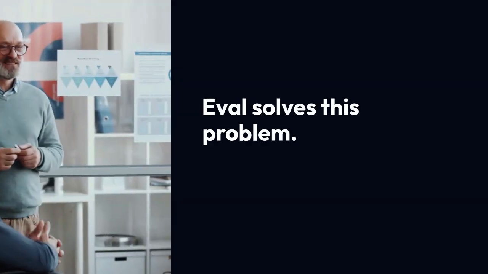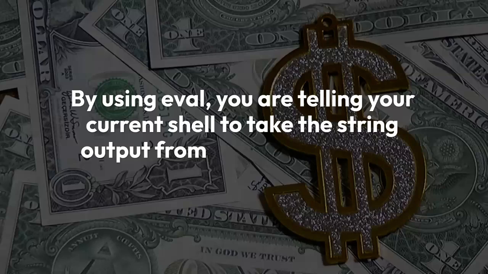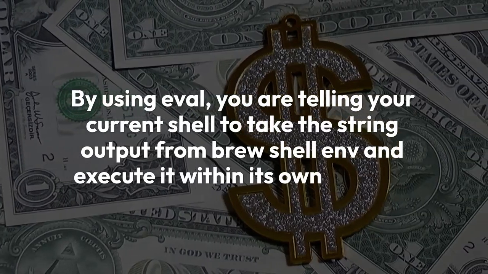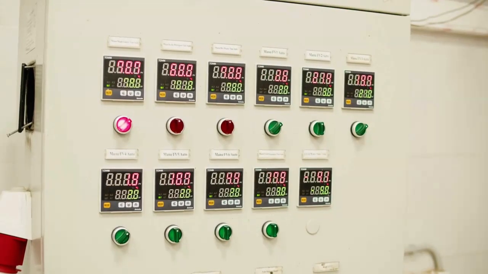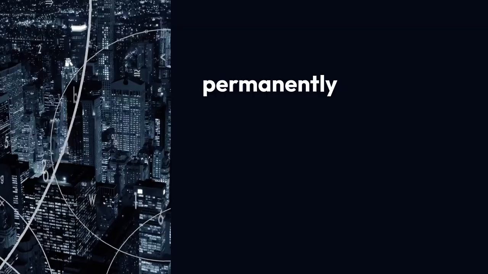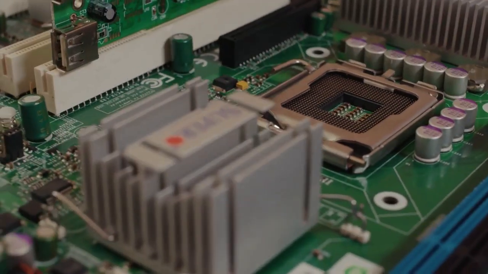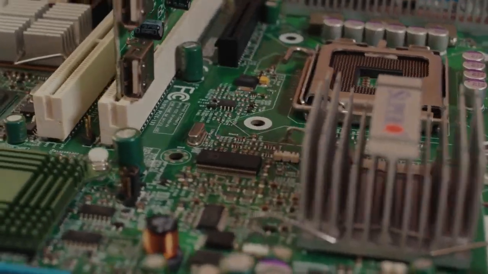Eval solves this problem. By using eval, you are telling your current shell to take the string output from brew shellenv and execute it within its own context. This means that export PATH and other commands are run directly in your active shell session, updating your environment variables for that session. This is how Homebrew ensures its commands are always available to you.